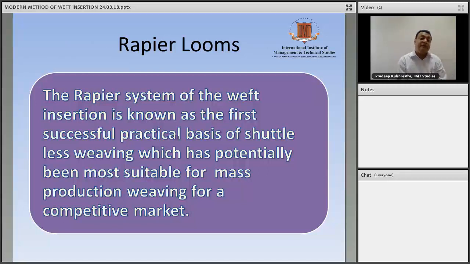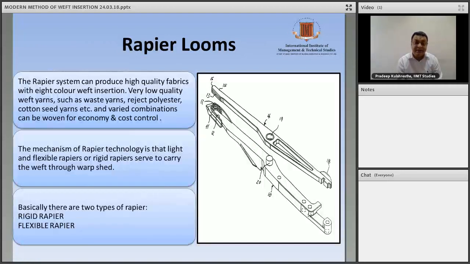Now, after this projectile weaving machine, we are coming to rapier looms. The rapier system of weft insertion was first invented by Max Paabo in 1958, and it is very good for mass production in weaving.